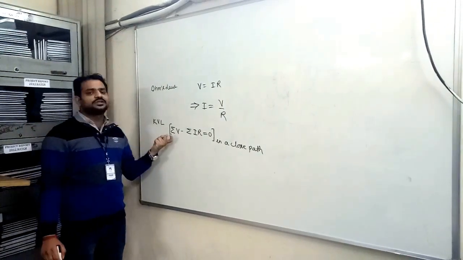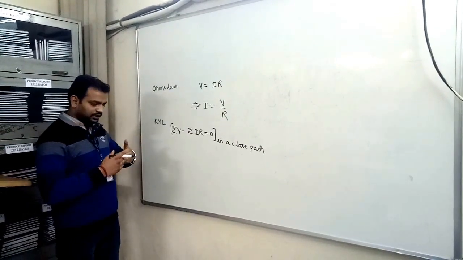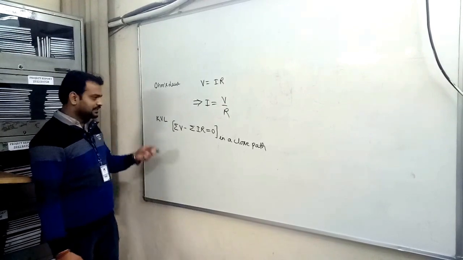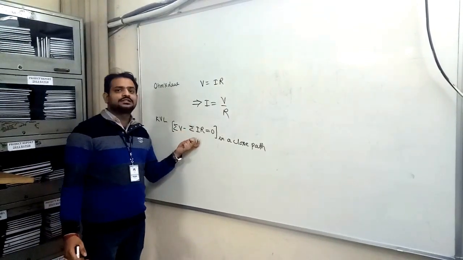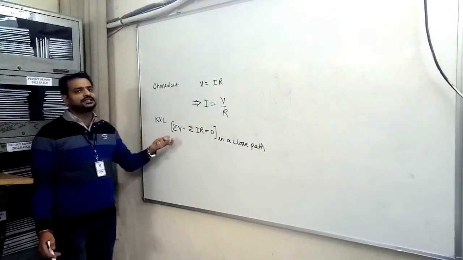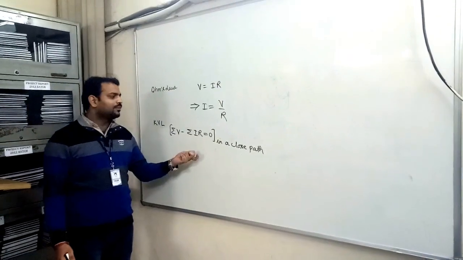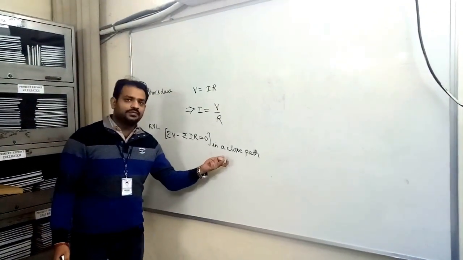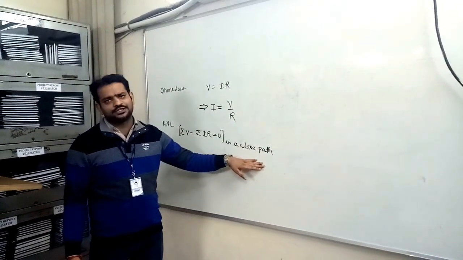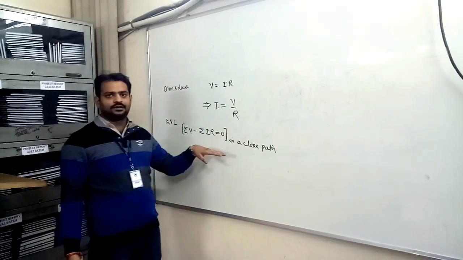But in a closed path, maybe there are many voltages connected in series, and similarly there are many resistances which are connected in series. So in a closed path, V minus IR, or the summation of all voltages and the summation of all drops across all resistances, must be 0. A closed path is of two types, loops and meshes. We will explain that later and describe KVL more.